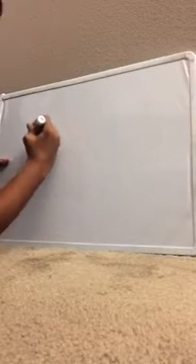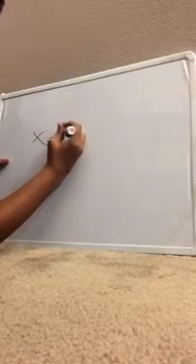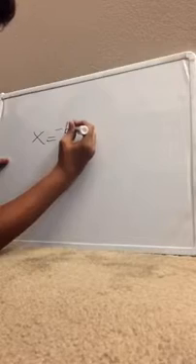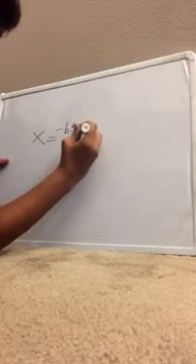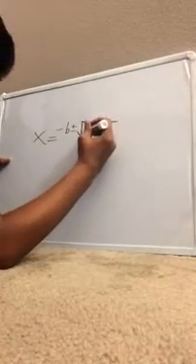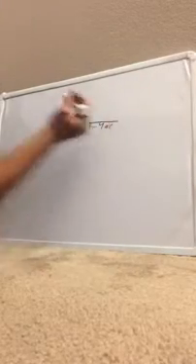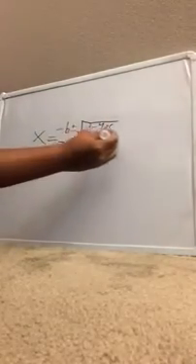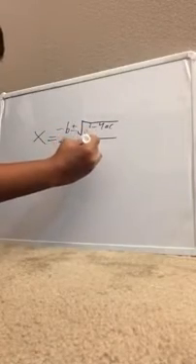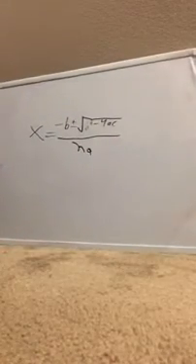Now what does quadratic formula look like? It looks like this. X equals negative b plus or minus the square root of b squared minus 4 times a times c, and then all of that over 2a. That is quadratic formula. Okay. Now just to erase all that.